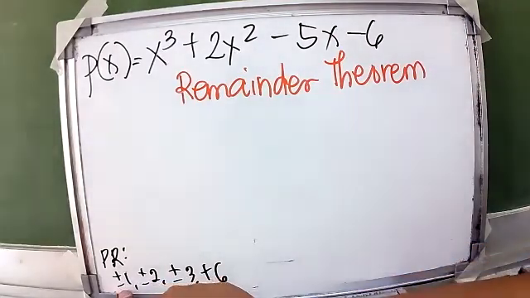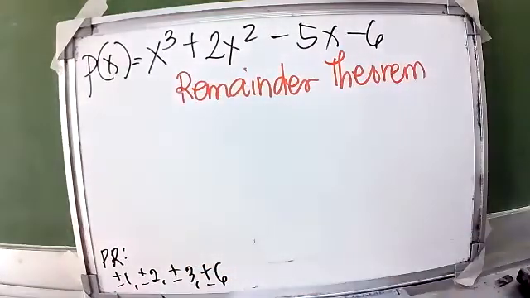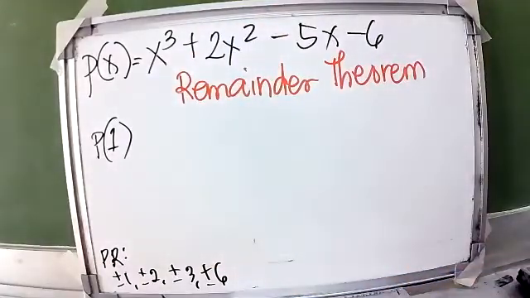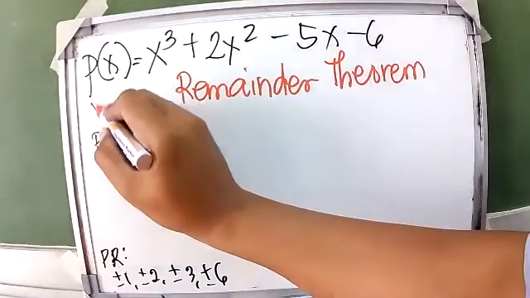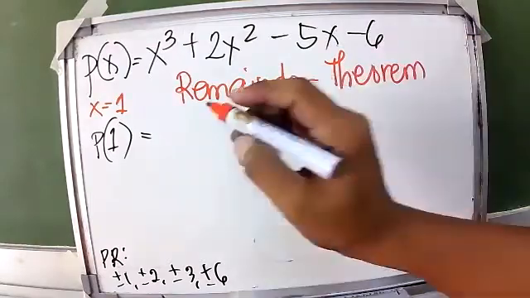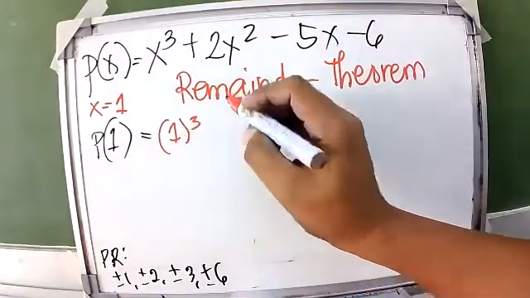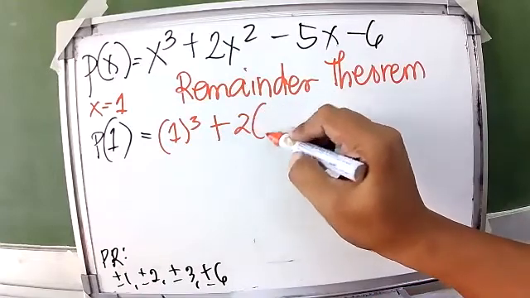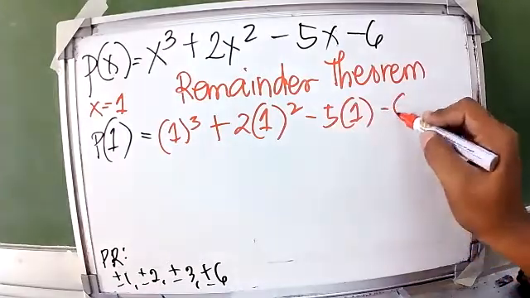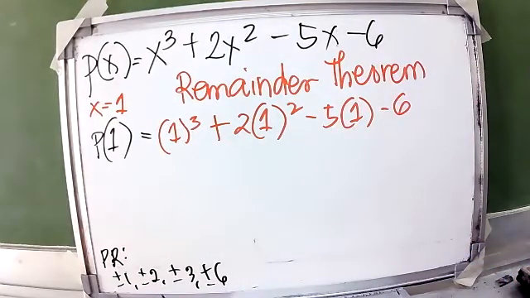Let's try p of positive 1. So we have p of positive 1. Let's try x equals 1 muna tayo if 1 is a factor. So, let's just substitute. All the x's will be changed to 1. That's 1 cubed plus 2 times 1 squared minus 5 times 1 minus 6. Use your calculator, please. Press this in your calculator para mas mabilis tayo.